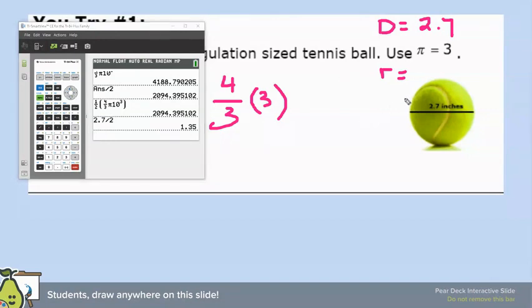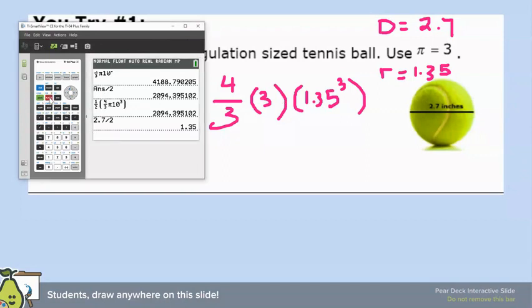So I'm going to do radius 1.35, and then we're going to plug that in here. So it's going to be a radius 1.35 to the third power. Okay, and then we're going to type this in our calculator just as I see it.